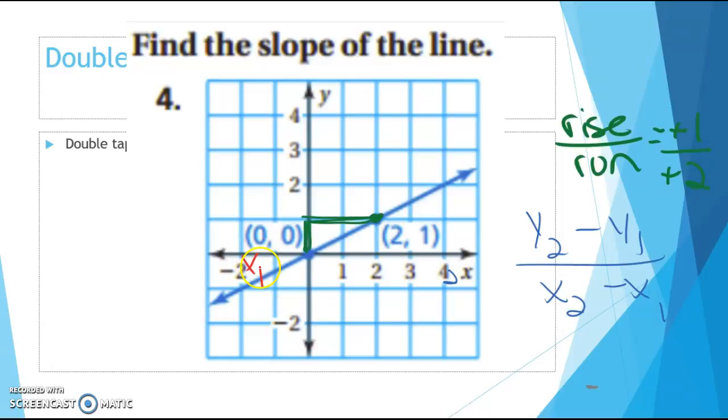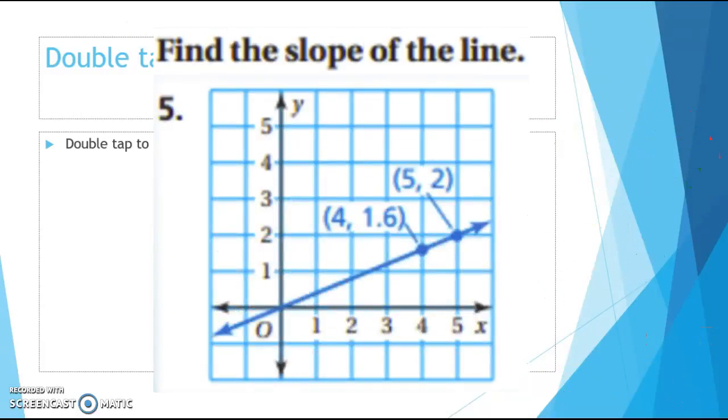So this is going to be x1, this is going to be y1, this is going to be x2, that's going to be y2. Now if I plugged it into my equation, I would have 1 minus 0 over 2 minus 0. So I have 1 over 2, so I got the same thing. I got 1 over 2 here, I got 1 over 2 here. Both ways work.